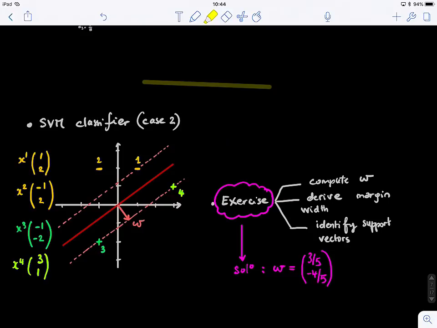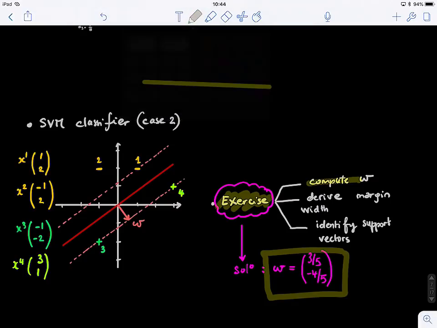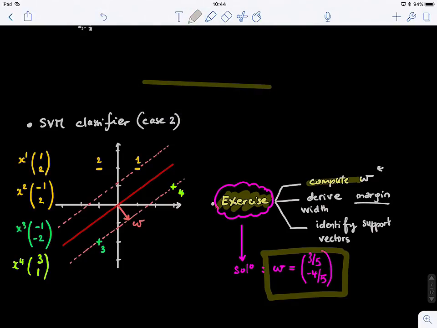Great. So now what I would like you to do, maybe when you go home, is try to solve this manually. This is a good exercise and training for the exam. This is the solution that you should get. What you can try is to first compute the W star, the optimal solution, then derive the margin width, and then identify the support vectors by solving this problem.